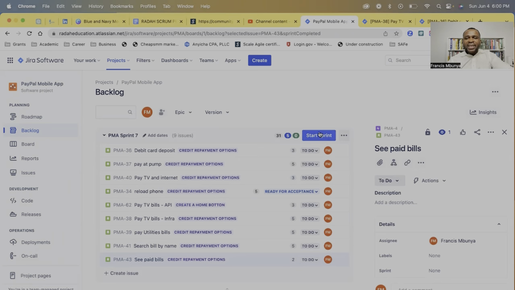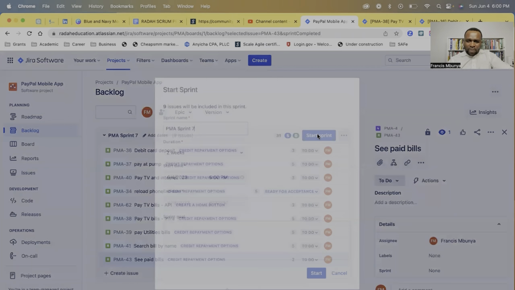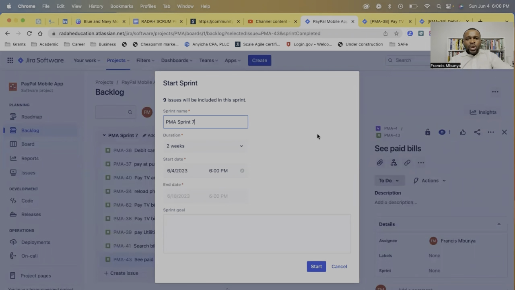Now, when this is done, what happens? We go ahead and start our sprint. Now, if I want to start my sprint here, it's going to ask me, I have 9 issues included in this sprint. It's a 2-week sprint, right?